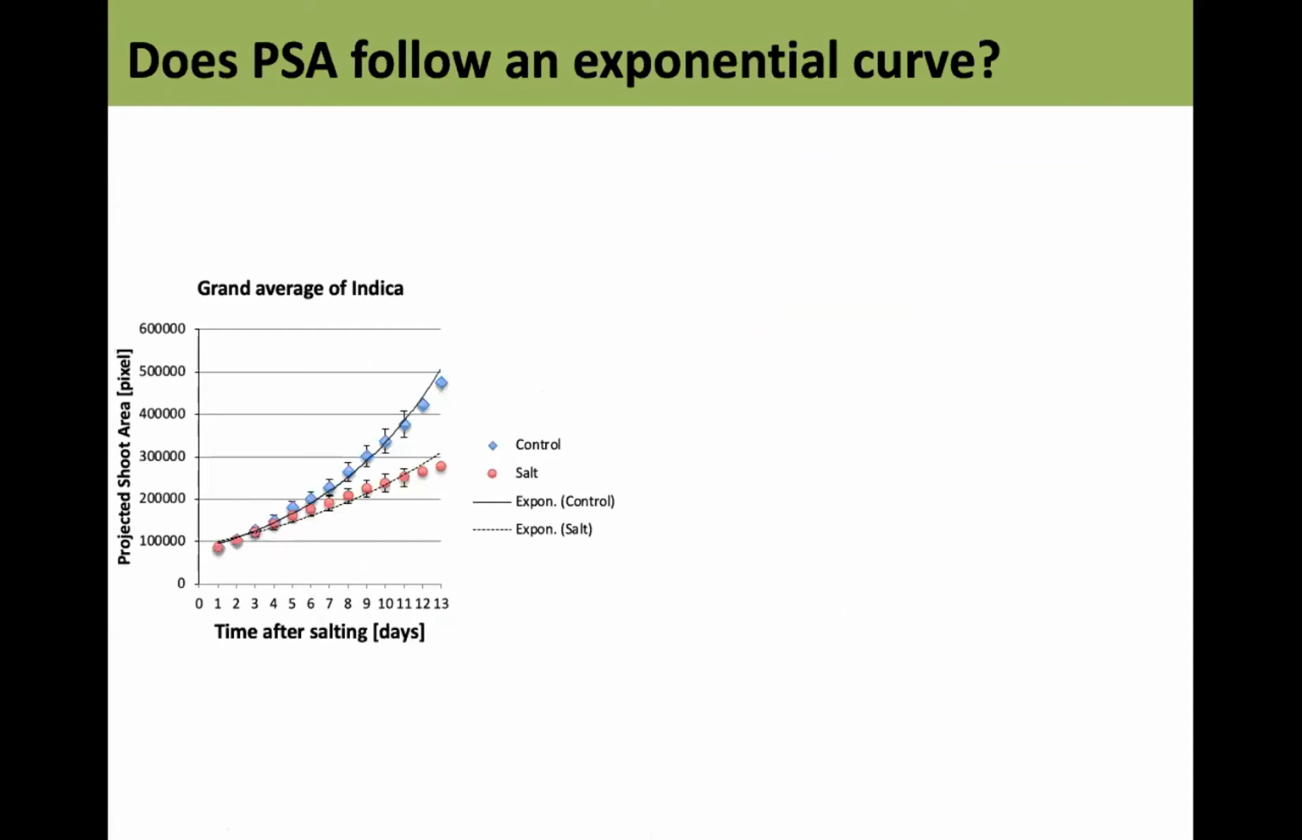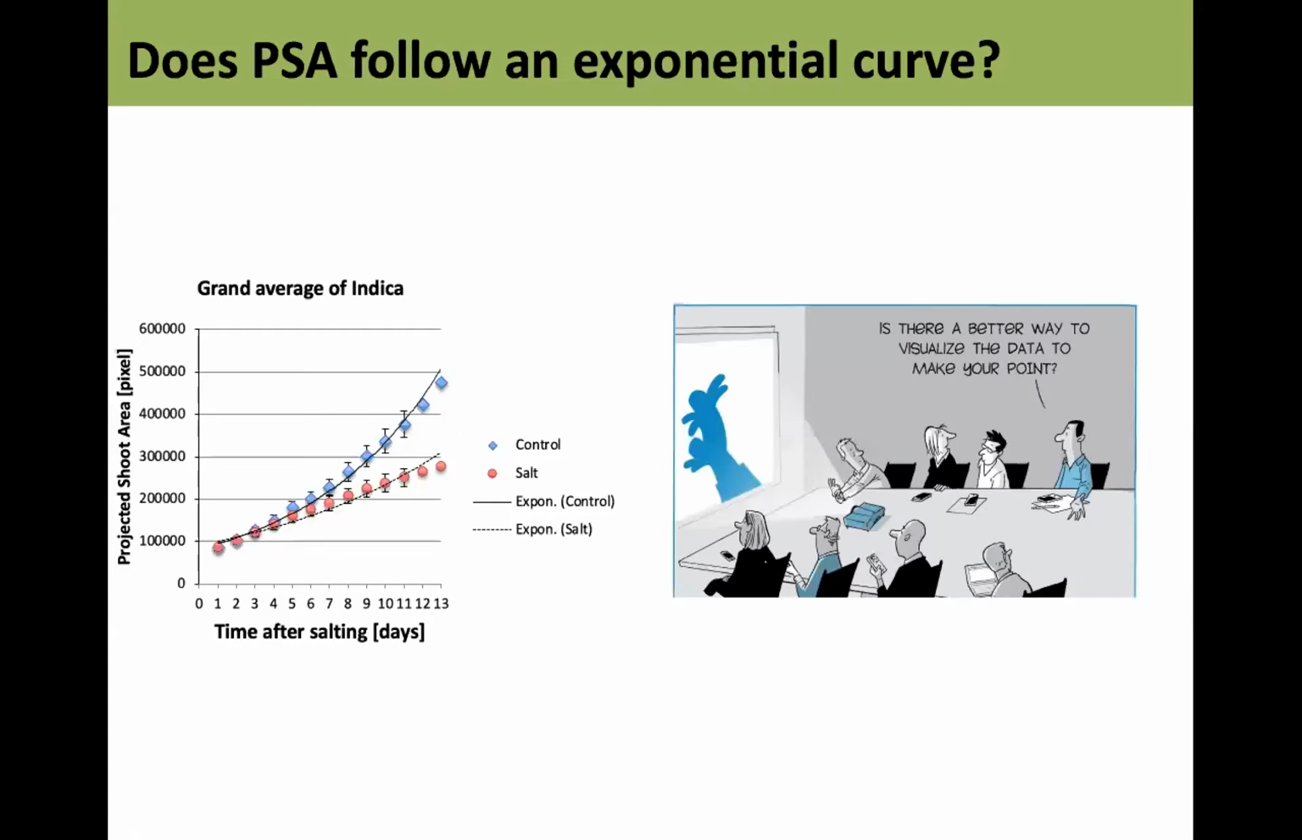Okay. And then just how we estimated some of these traits is that we looked at the projected shoot area. Here we're showing an example of the indica panel, the grand average, over the 13 time intervals. And we can see that the control does follow an exponential growth, but that's not the case for the salt, so it's neither exponential nor logistic. So how could we find a better way to visualize this data?